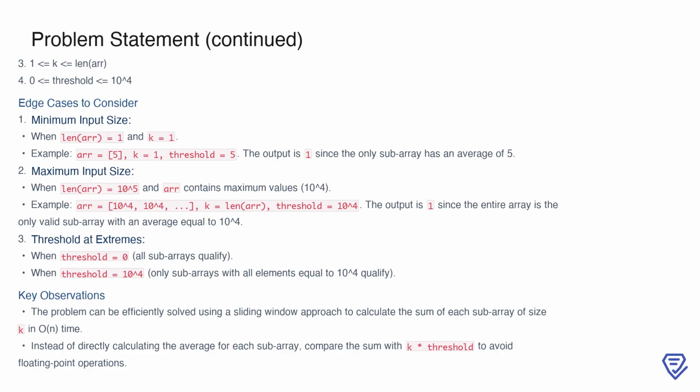Key edge cases include scenarios where the array has only one element, where the array is at its maximum size filled with the largest possible values, and where the threshold is at its extremes. To handle these efficiently, we can use a sliding window approach to calculate the sum of each subarray in linear time. Instead of calculating averages directly, we compare the sum of elements in each subarray to k * threshold to avoid unnecessary floating point computations. This approach ensures the solution remains scalable and efficient even for the largest input sizes.